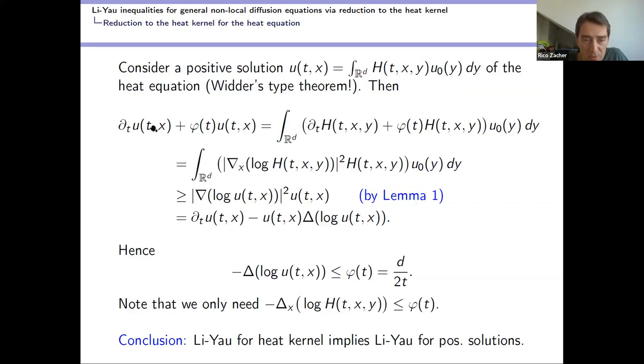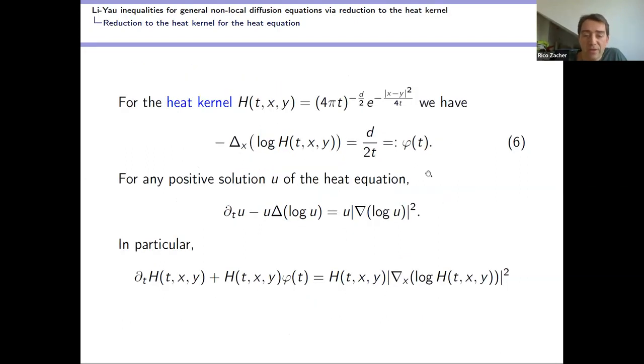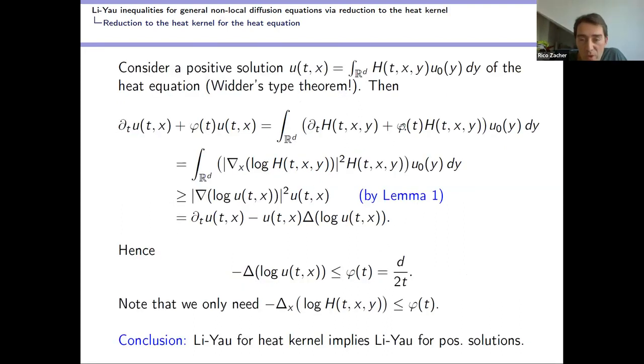And now let's look at ∂_t u plus φ(t) times u. Okay, so now we insert this integral representation, then we take the derivative. So this means here we have to take the derivative of h. And then for the second term, we just have φ(t) times the kernel and the initial value u_0. Okay, now this term here in brackets is exactly the one we have in this identity on the left-hand side for the kernel. So now we use this identity for the heat kernel.